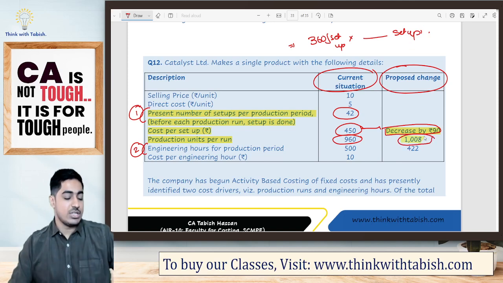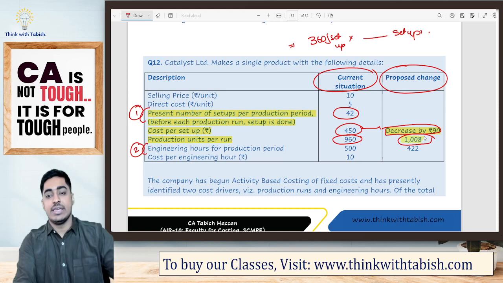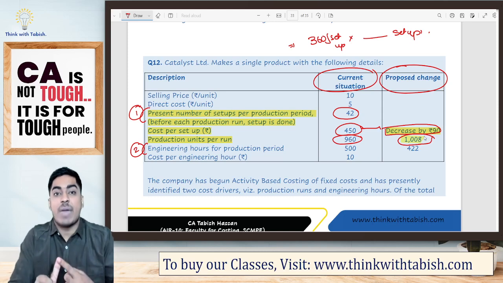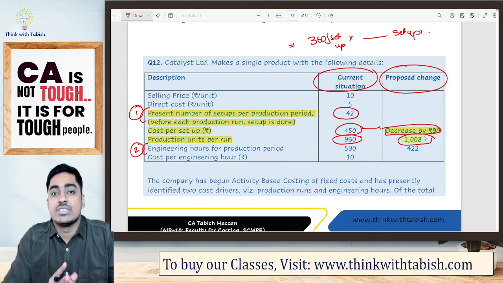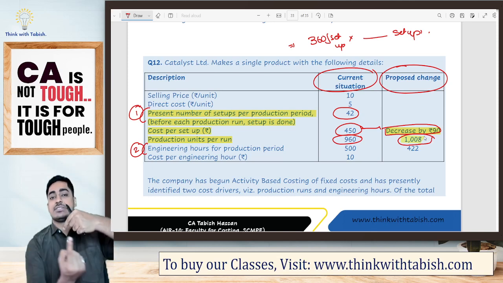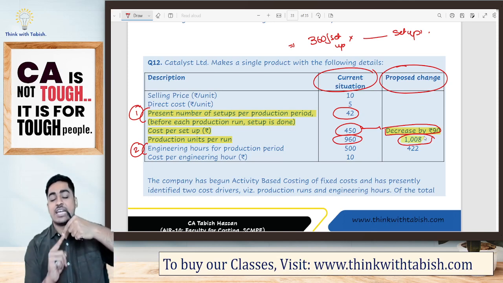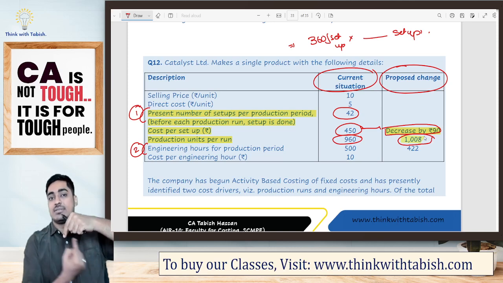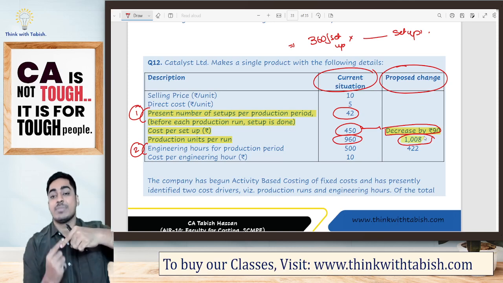Now look at this, students. One important thing, understand that number of batches will be equal to number of setups will be equal to number of production runs. One batch I am producing the goods. That means at the start of the batch, I would have set up my machine. That means it is equal to one setup. That means it is nothing but equal to one production run.